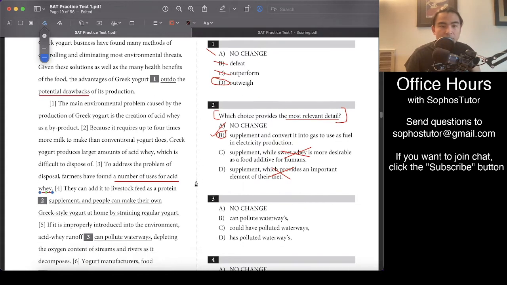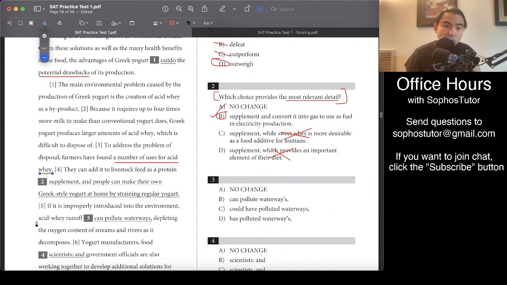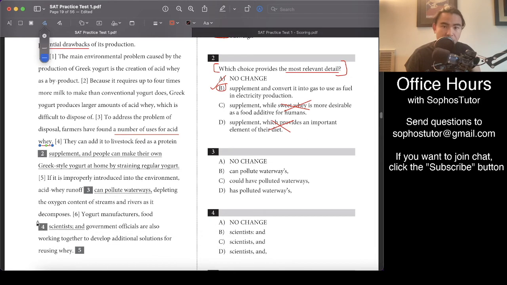Okay. "If it is improperly introduced into the environment, acid whey runoff can pollute waterways, depleting the oxygen content of streams and rivers as it decomposes." Okay. So I look at this and I ask if this feels right. Now I look at the wording. It says can pollute waterways. We want to be really adept at identifying parts of speech. In this case, I can see that we have verbs here.